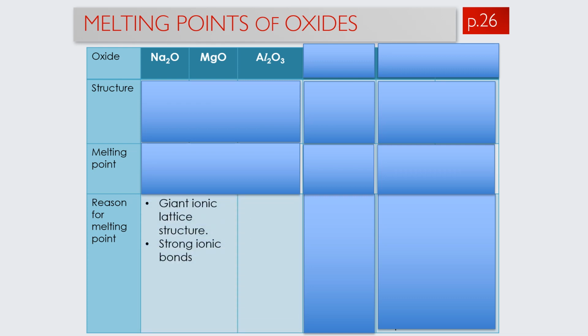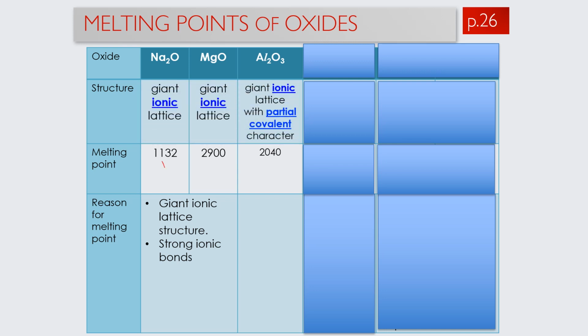a giant ionic structure with strong electrostatic forces of attraction between the oppositely charged ions. This is due to the great difference in the electronegativity of the metal and oxygen. Now, they have a high melting point as a result of the giant structure and strong ionic bonds.